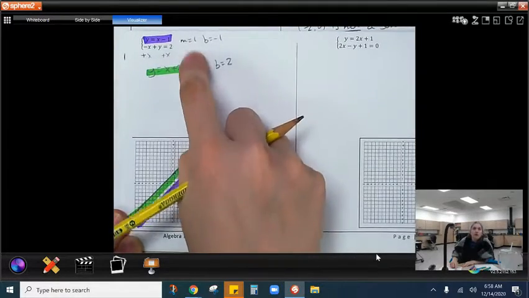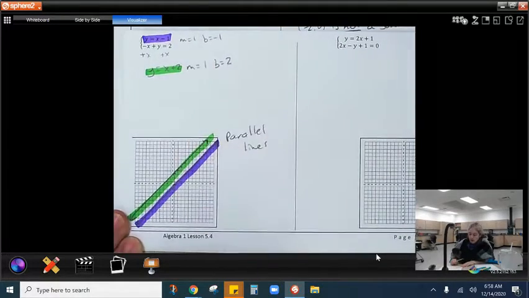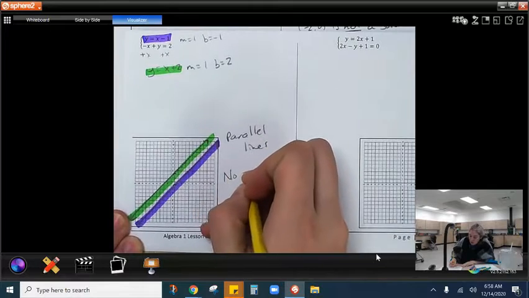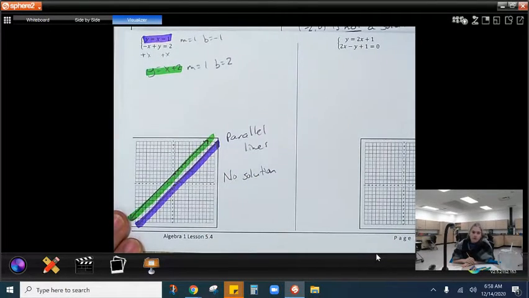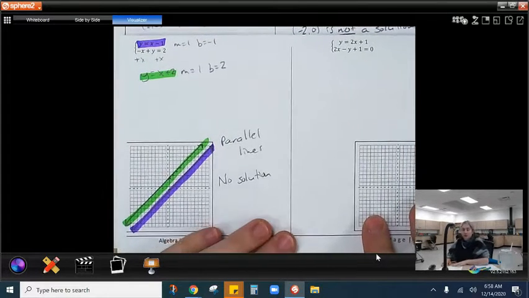And we can see that right here, right? Their slopes are the same, so they're parallel. So there is no solution. All right, parallel lines have no solution. Which you're kind of looking at me going, well, duh, they don't cross. So that makes sense. Let's graph another one.